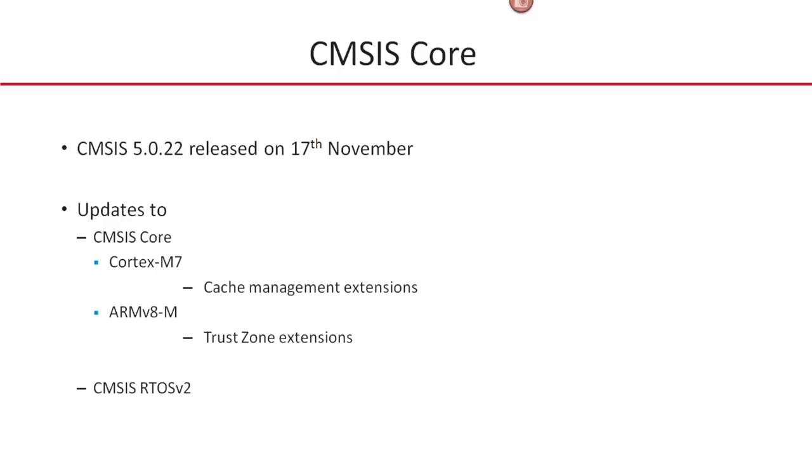There's also a standardized API for small footprint operating systems called CMSIS-RTOS, and the latest version of CMSIS releases version 2 of this API, which has been expanded to support some new functionality and also supports the ARMv8-M processors as well.